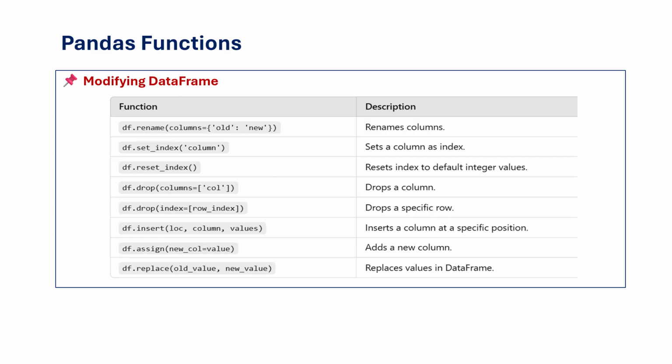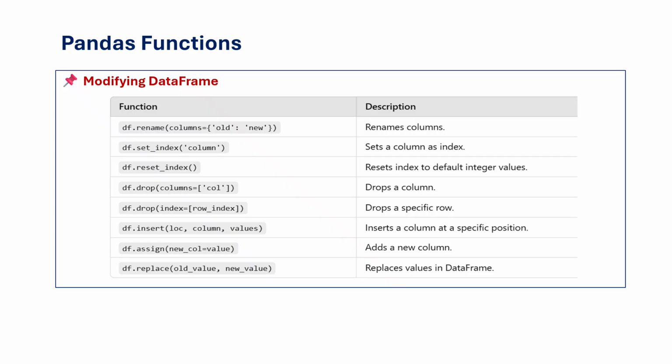df.reset_index() function. It restores the default integer index. The previous index becomes a normal column, commonly used after filtering or grouping operations. So this reset_index() function can be used whenever you want to return to the default row numbering.